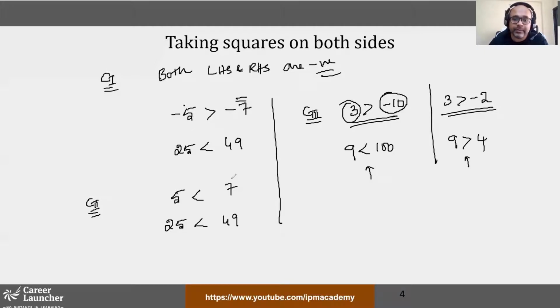Whereas in the second case, I'm starting with 7, and anyway 7 is greater than 5. So it will not change. Ultimately the sign is the same. Whereas in the third case, the starting point is positive 3, greater than -10. I am starting with the magnitude of 10, which is actually greater than the magnitude of 3. But 3 is greater than -10. So when I square it, it will get back into this form: 10 squared is greater than 9. So this is what you have to take care of when you're squaring.